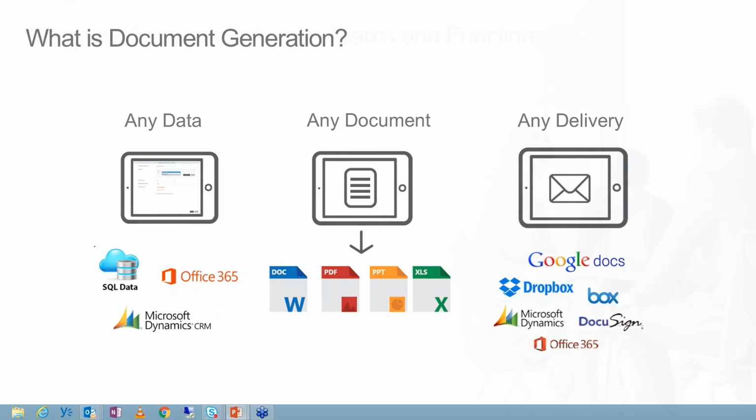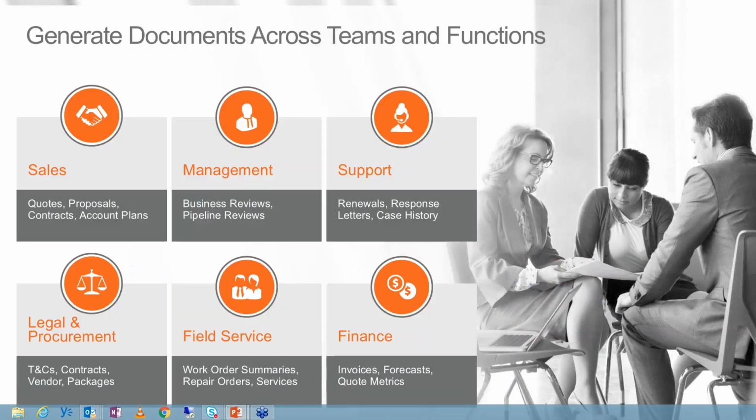So just a little bit of food for thought. Here are some ideas in terms of the different teams, functions, or lines of business that may have various documents that they could and should be automating today. Think about things like, in the sales organization, quotes, proposals, contracts, account plans, maybe agreements.